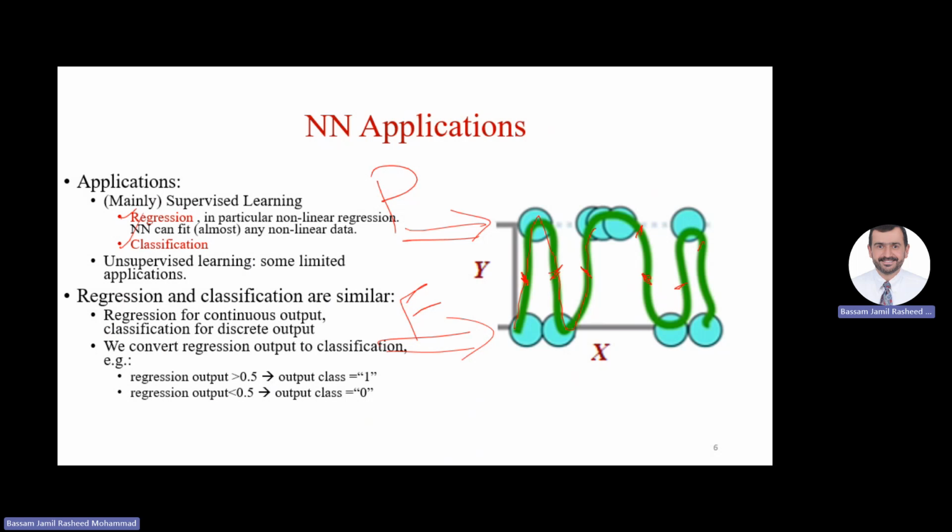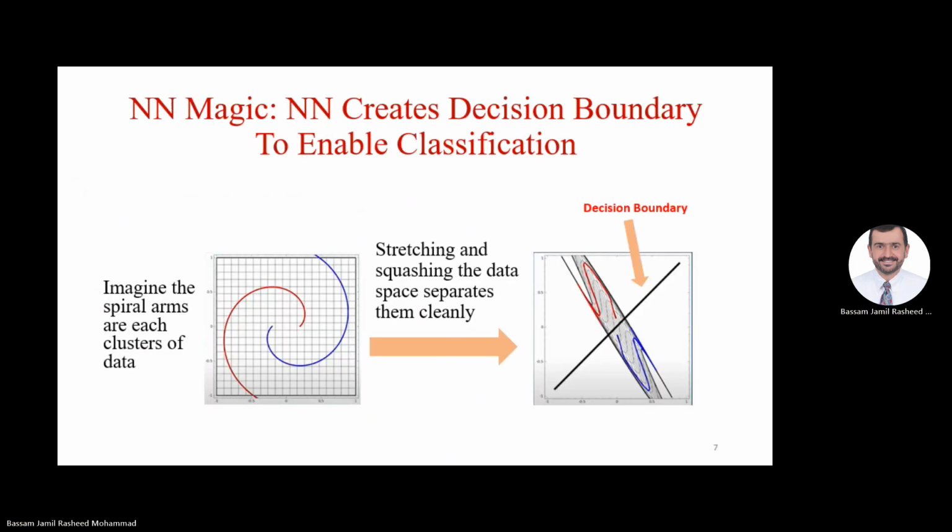Now, obviously, you can convert any regression value to classification. You can assume if I get a regression value above 0.5, I'm going to assume it passes. Less than 0.5, I'm going to assume it fails, or a 0, for example.